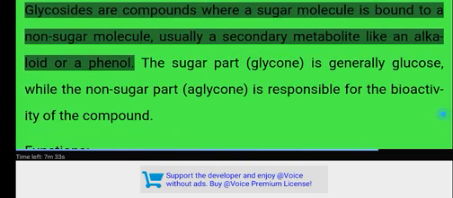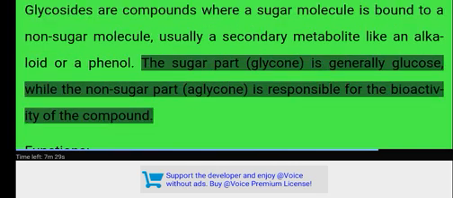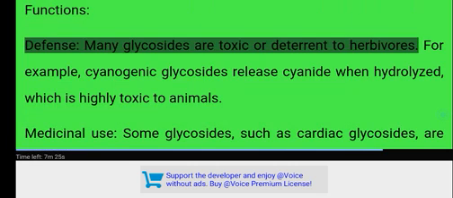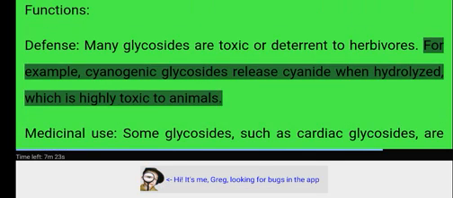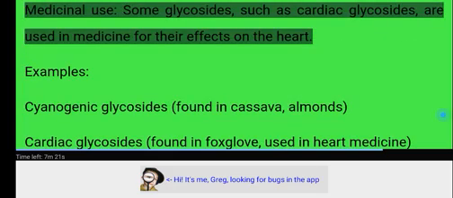4. Glycosides. Glycosides are compounds where a sugar molecule is bound to a non-sugar molecule, usually a secondary metabolite like an alkaloid or a phenol. The sugar part, the glycone, is generally glucose, while the non-sugar part, the aglycone, is responsible for the bioactivity of the compound. Function. Defense. Many glycosides are toxic or deterrent to herbivores. For example, cyanogenic glycosides release cyanide when hydrolyzed, which is highly toxic to animals. Medicinal use. Some glycosides, such as cardiac glycosides, are used in medicine for their effects on the heart.